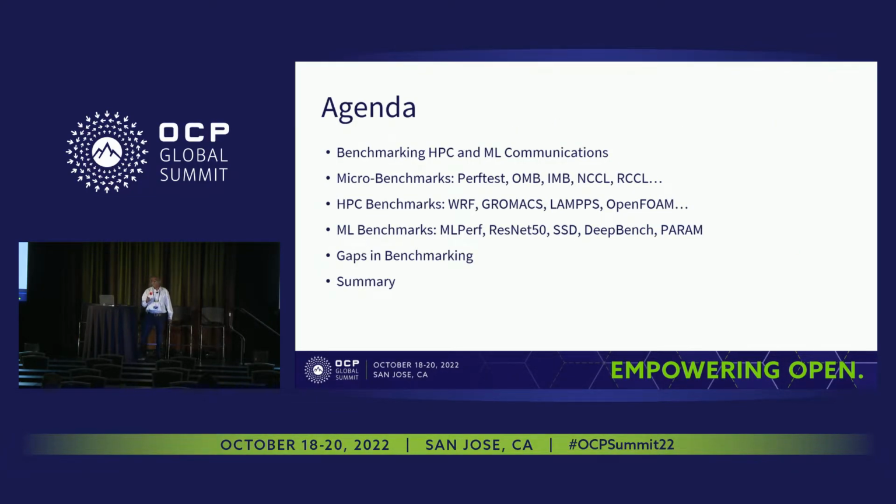So what I'll do is introduce this benchmarking, go over two categories of benchmarks, micro benchmarks and some of the application benchmarks, quickly point out the gaps as we see them, and then we'll get into what OCP as a community can do to help with this.